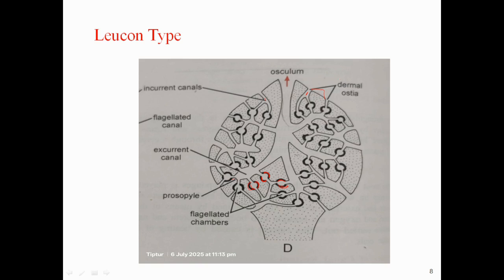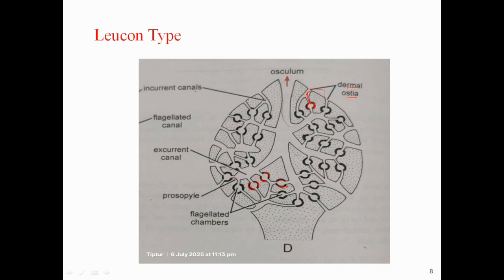Now we'll understand. See here. The water from the surrounding will enter the incurrent canal through the dermal ostia. Now from the incurrent canal, the water will enter these flagellated chambers through the prosopyles. This is the prosopyle. Through the prosopyles, the water will enter the radial canals or the flagellated chambers.